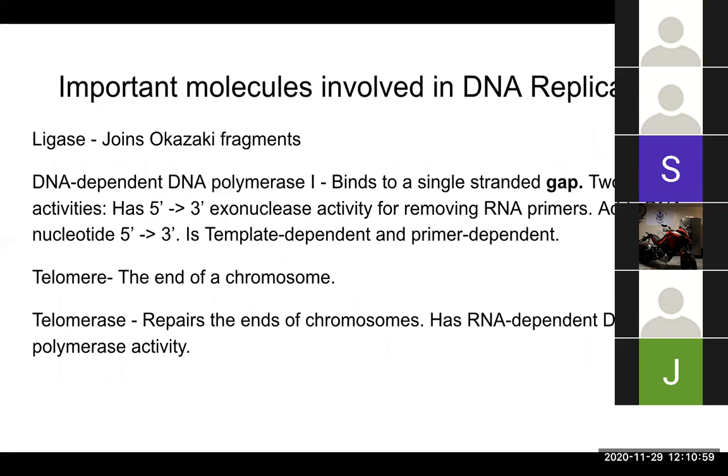DNA-dependent DNA polymerase 1 binds to a single-stranded gap, and it has 2 activities. First, it has 5' to 3' exonuclease activity for removing RNA primers. And then it'll add DNA nucleotides from the 5' to the 3'. It is also template dependent and primer dependent. And then we have the telomere, which is at the end of the chromosome, and telomerase, which repairs the ends of the chromosome. It has an RNA-dependent DNA polymerase activity.